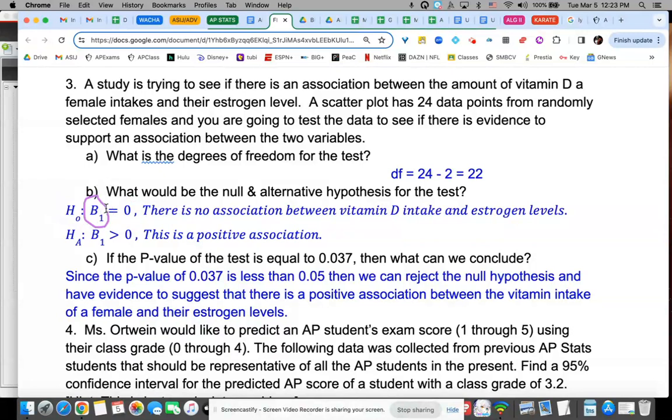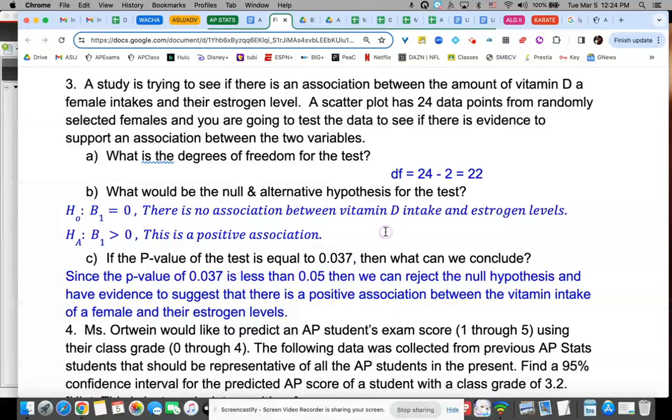Notice I'm using a capital B. That's for the true slope of the whole population, which we're never going to know, but that's what we're trying to infer. All right, so the null hypothesis is that there is no association between vitamin D intake and estrogen levels. So the alternative, we're trying to show that there really is a correlation or an association going on. So we want to see, is there a positive association?